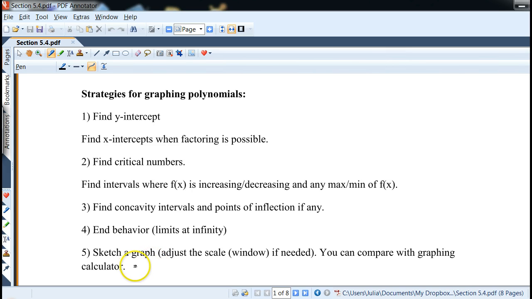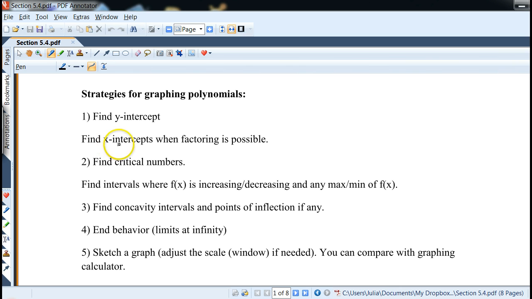So I do not provide a lot of examples. When in doubt on your homework, you can use a graphing calculator, for example, but it's just basically putting everything together right here. Graphing polynomials and rational functions are very similar, but let's focus on polynomials. We can always find the y-intercept. You can plug in 0 for the x and you'll get the y, for example.